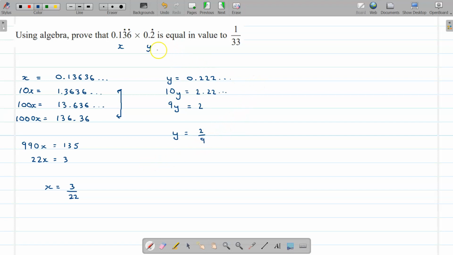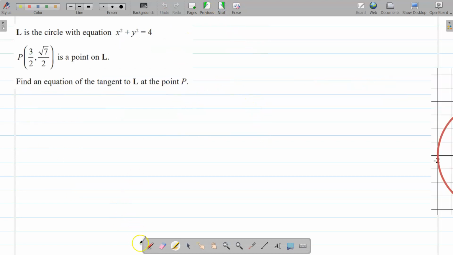Now I need to do the product of x and y. I'll do that over here. So x times y equals 3 over 22 times 2 over 9, and that comes to exactly 1 over 33, which is what you had to show. Okay, which was up there. And that's it. Next question.